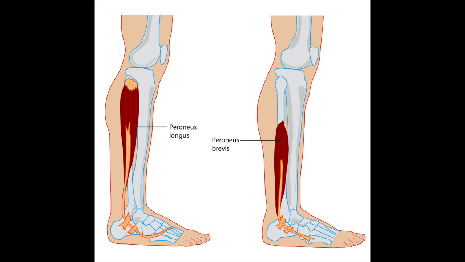Peroneus longus runs along the lateral aspect of the leg, along the plantar aspect of the foot, and inserts on the base of the first metatarsal and medial cuneiform. Peroneus brevis runs along the lateral aspect of the leg and inserts on the base of the fifth metatarsal.